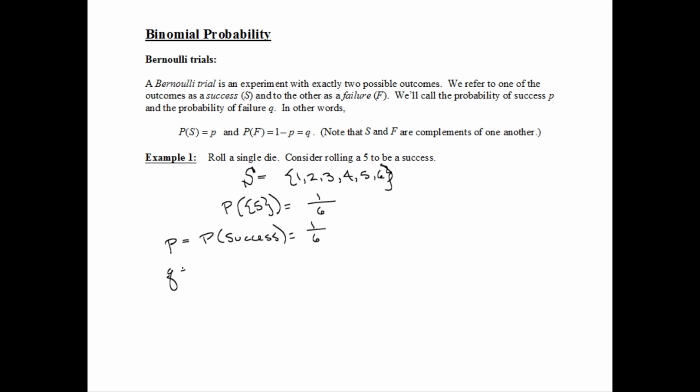Therefore, what is the probability of failure? 1 minus 1/6. Let me write down that this is the probability of failure. So this will be 1 minus 1/6, which is 5/6. So instead of our dice experiment having the usual 6 outcomes, all of which are equally likely, now we have 2 outcomes, and those probabilities are not the same. We have success and we have failure. Those are the only 2 outcomes that we have.